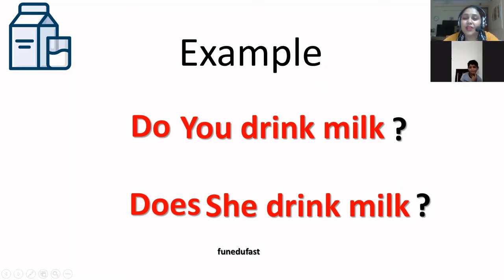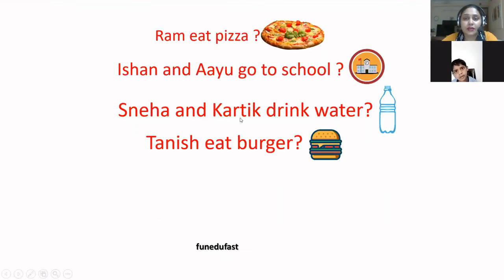So, do you drink milk? Does she drink milk? Why do we use do here? Because we will use do with you and we will use does with she. And remember one thing, whenever we make an interrogative sentence, we put do or does at the beginning of the sentence. ठीक है, सेंटेंस के स्टार्टिंग में ही हम do और does लगा देंगे जब भी हमें इंटेरोगेटिव सेंटेंस बनाना है.